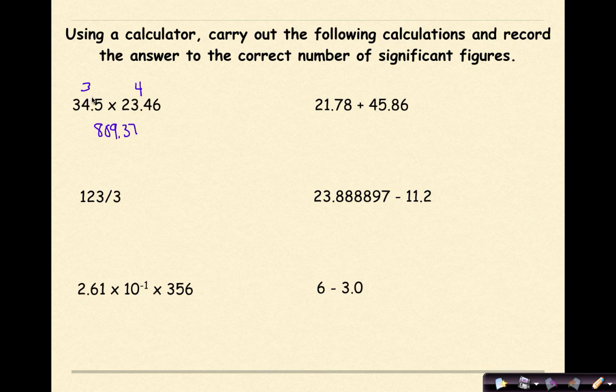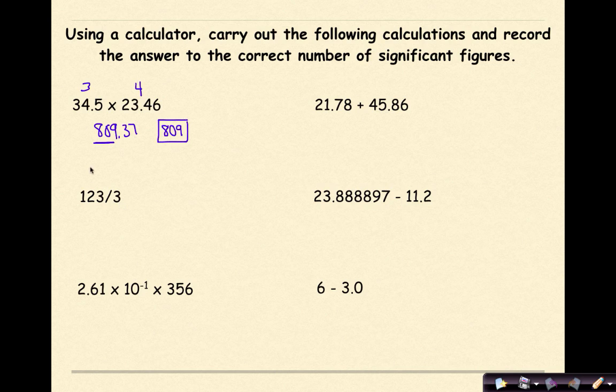So I can only go out 3 significant figures, which means I'm going to take my highest numbers, which is 809. I look past the decimal. The 3 is less than 5, so my final answer here is 809 is my final answer. Let's go on to this one.